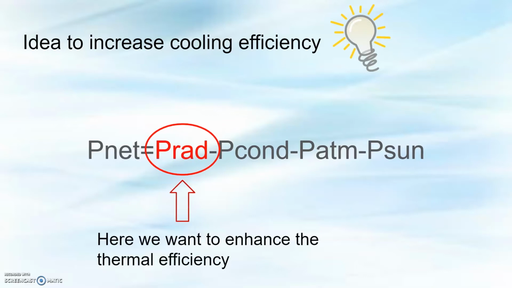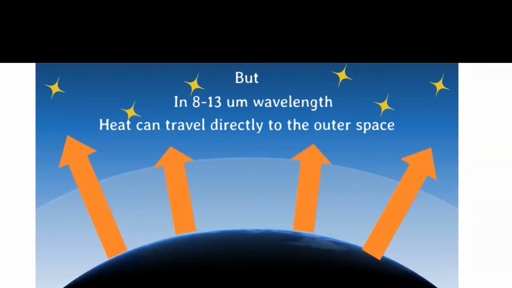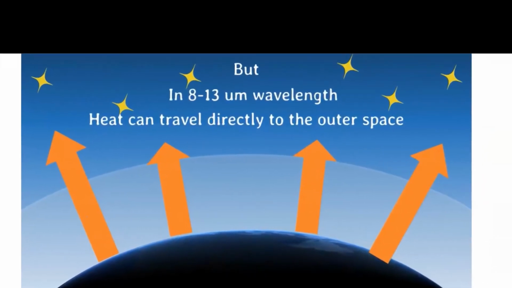In this 1D project, our group decides to focus more on how we can actually increase the thermal efficiency of this product. Normally, heat from the ground will be hurled mostly by the environment. However, there is a wavelength of transmission to which we can escape out to outer space, 8 to 13 micrometers. Now let us transition to a walkthrough of our product.